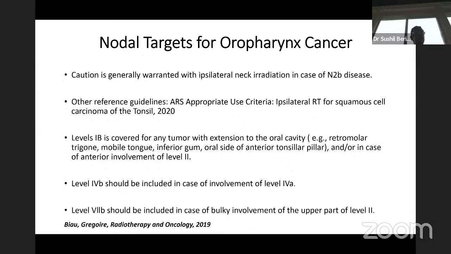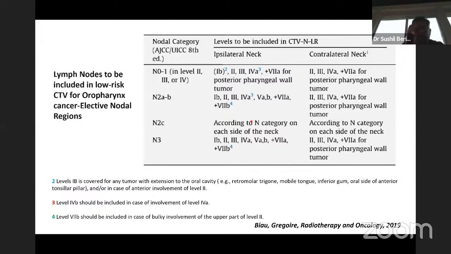So on the side of involvement, you will include retrostyloid, 2, 3, 4, possibly 1B based on the level 2 nodal size or oral cavity involvement, and level 5 node. But on the contralateral side, you can just treat 2, 3, 4. And you'll treat the retropharyngeal node on both sides. So these are the guidelines.